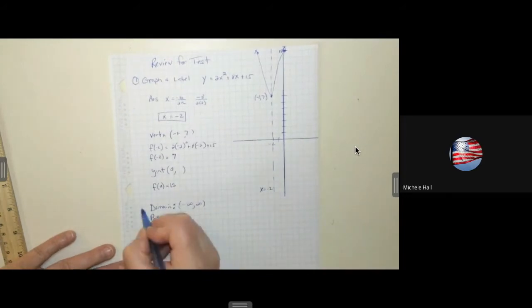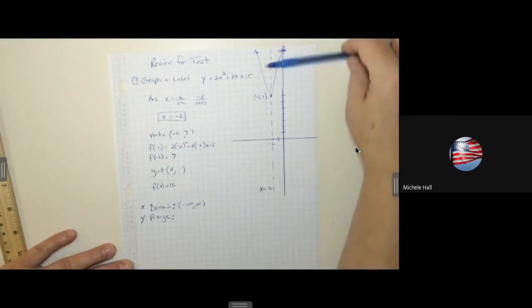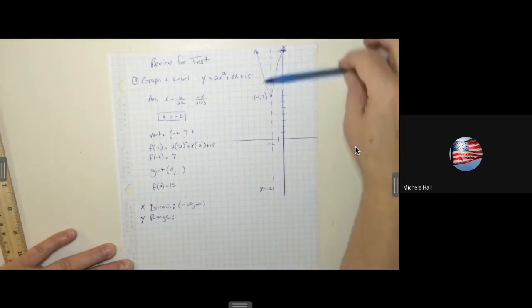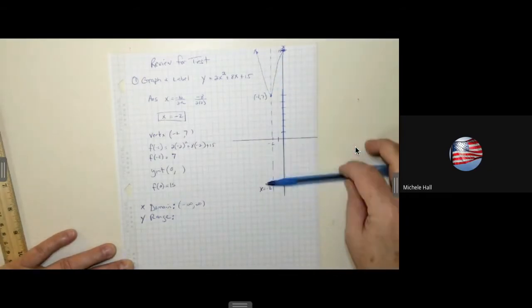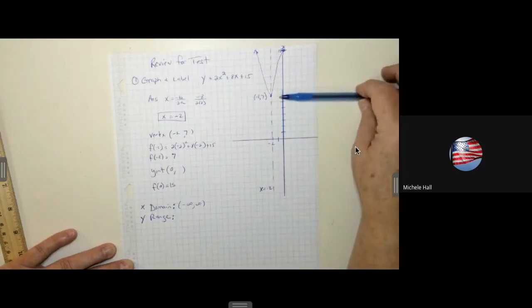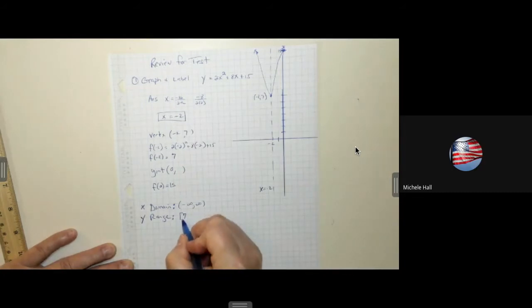So the domain has to do with the x variable. The range has to do with the y variable. If I run my pencil along the y-axis, is there any place that this doesn't exist? Down here it doesn't exist. Well, when does it start to exist then? At 7, and it goes to where? Very good. So 7 to positive infinity. Does 7 get a square bracket or a rounded bracket? It's square because it includes the number 7, and then infinity gets a rounded bracket.